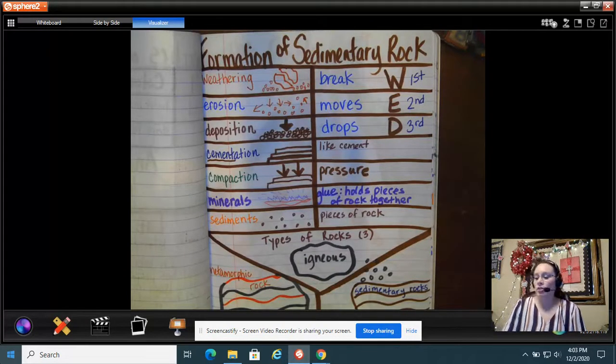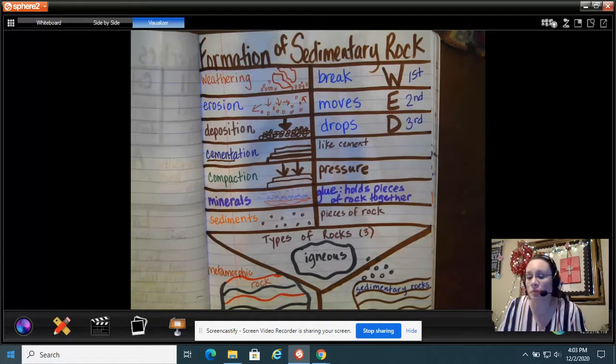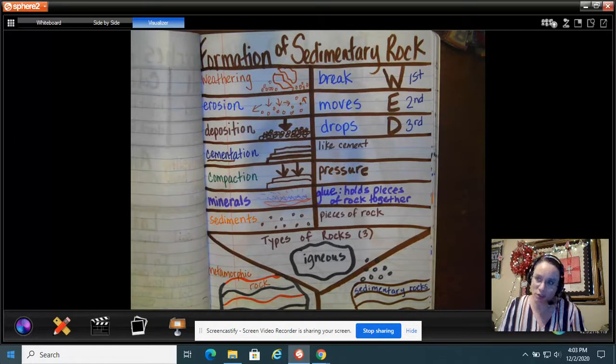Okay. So at the top, I wrote formation of sedimentary rock. So that's what you have to be learning this week. So, how does sedimentary rock form? Also, how do fossil fuels form? So the first thing you have to know is about weathering.